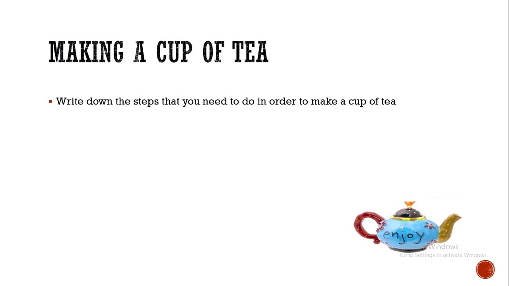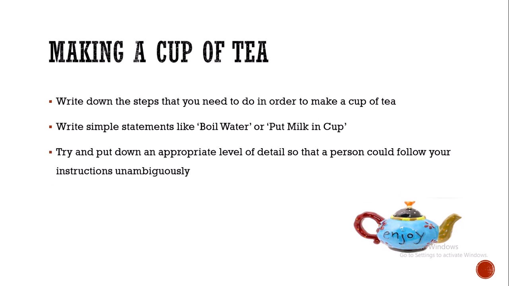Now take a paper and a pen to practice concept of algorithm writing. Write down the steps that you need to do in order to make a cup of tea. Write simple statements like boil water or put milk in cup. Try and put down an appropriate level of detail so that a person could follow your instructions unambiguously. Pause the video until you note down all the steps on a paper.